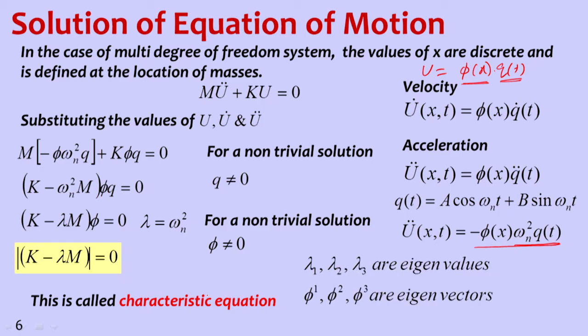We need to solve this characteristic equation to get characteristic roots and characteristic vectors. So we get lambda values, as many as the number of degrees of freedom. If it is a 3 by 3 matrix, we get 3 lambda values. Putting lambda 1 here and solving for phi, we get phi 1. Lambda 2 corresponds to phi 2, lambda 3 corresponds to phi 3. These lambdas are eigenvalues, and phi 1, phi 2, phi 3 are called eigenvectors. We will discuss these eigenvectors in detail in the next class.